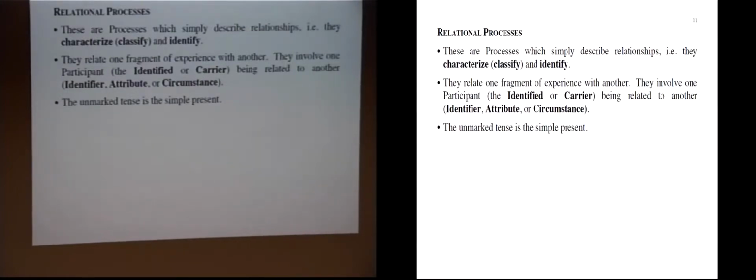So for example, if I say she is a poet, or she is beautiful, right? I'm characterizing her in some way. If I say, I am the teacher, then I'm identifying me as the person who is the one teaching. So in these cases, you're relating one fragment of experience with another, and one of the participants we're going to be talking about is identified in the equational clauses. So if I say, I am the teacher, then I am identified.